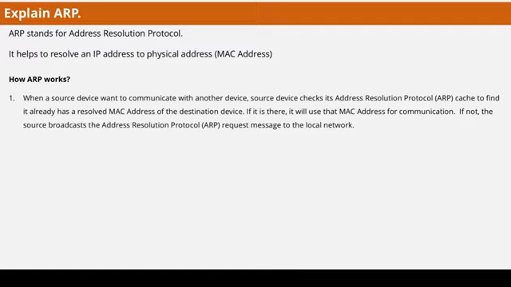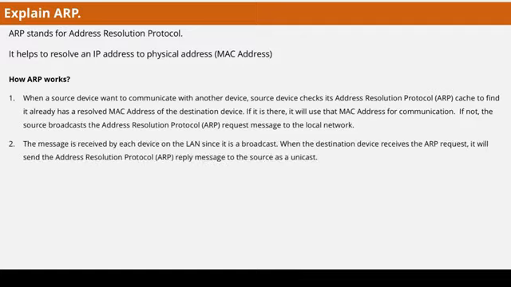If not, the source broadcasts the ARP request message to the local network. The message is received by each device on the LAN. However, when the destination device receives the ARP request, it will send the ARP reply message to the source as a unicast. The source machine will update its ARP cache.